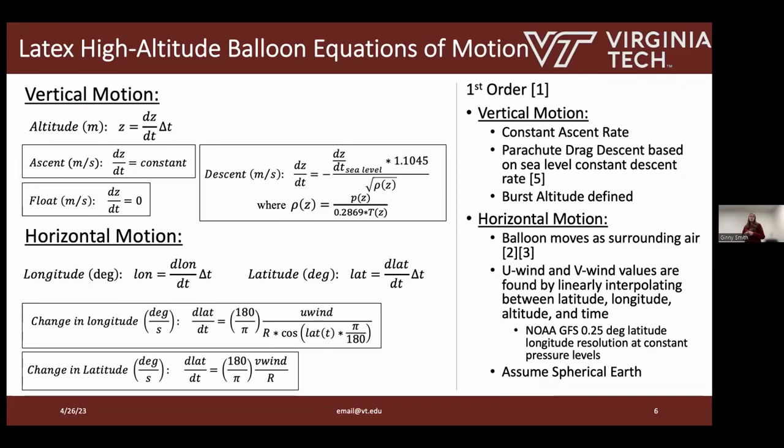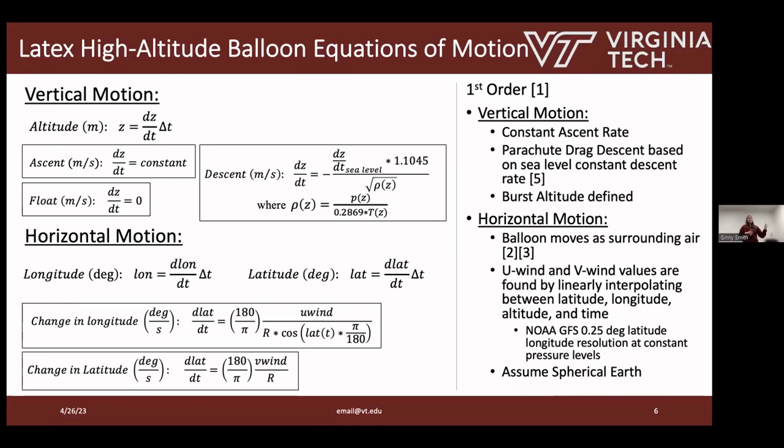Another assumption that you can make with these latex balloons is that because they're small enough, you can assume that they move with a parcel of wind. And that assumption basically separates your vertical motion from your horizontal motion. So your dz/dt is not associated with your change in latitude or longitude during flight. Those are both still first order equations when you're looking at the horizontal motion, but that data is explicitly taken from GFS forecast data that provides u and v wind forecasts at different latitudes and longitudes.